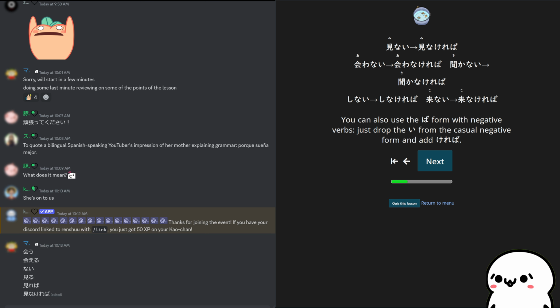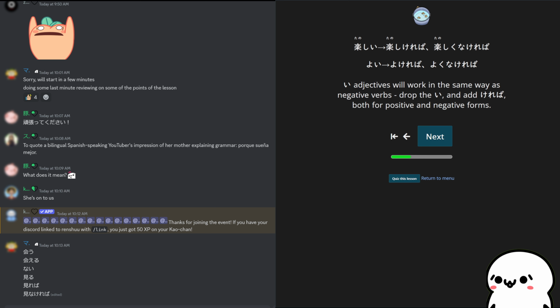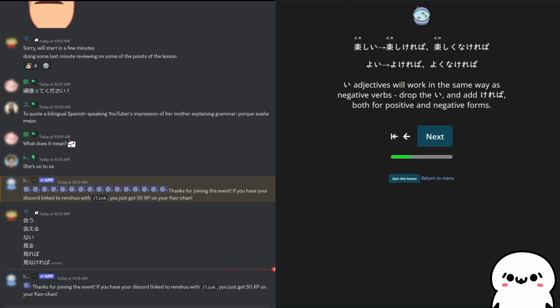Now, as I noted, we are treating that E on the end of the nai as an adjective, which should make this next panel not too surprising. When we have our E adjectives, we're just going to take the E, drop it off, just like we had a second ago, and add kereba.